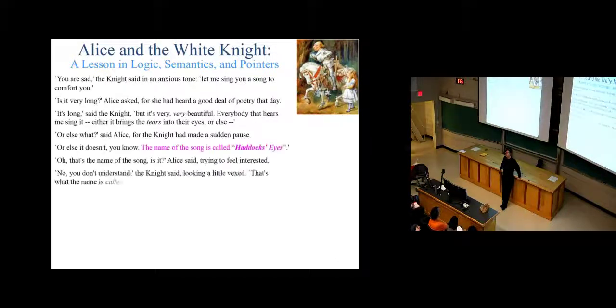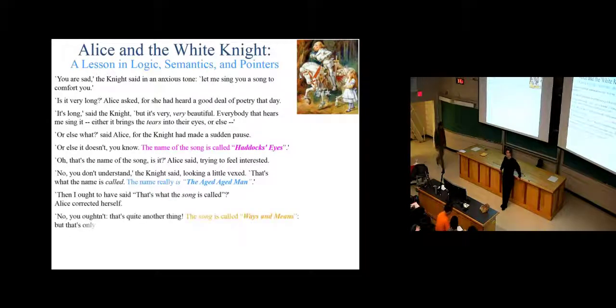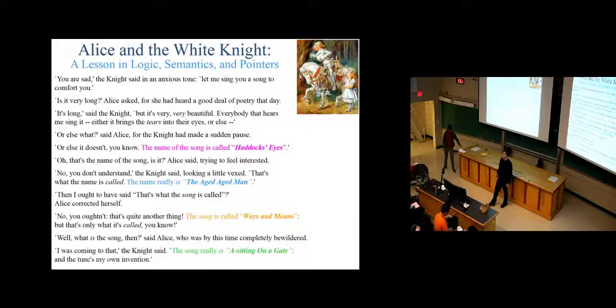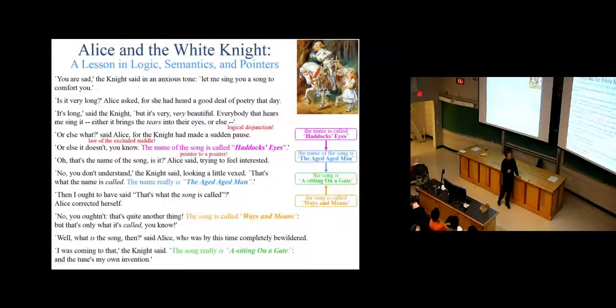This is a small excerpt from one of his books where Alice has a conversation with the White Knight, and it's really a master class in semantics. It refers to a song and also to the name of the song and what the name is really called and what the song really is, and these are all different objects. And you have to almost draw a logic diagram here about what the song is, what it's called, what the name of the song is, and what the name is called, and these are four different things.